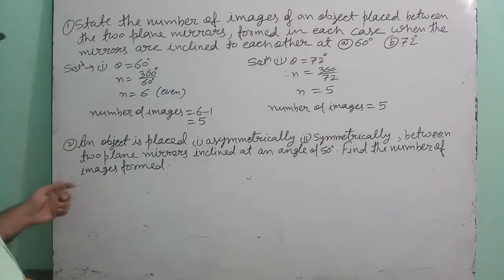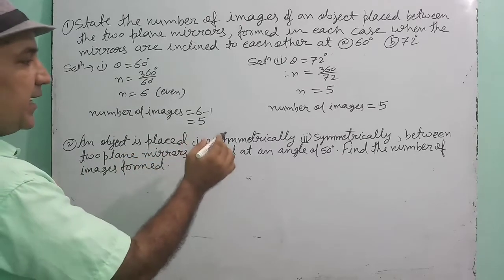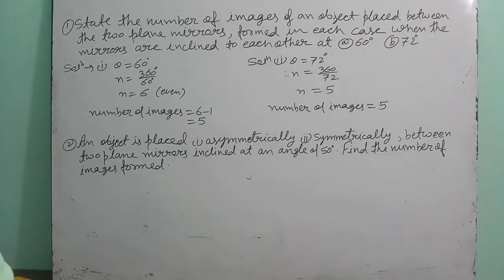Now see the second. An object is placed asymmetrically and symmetrically.